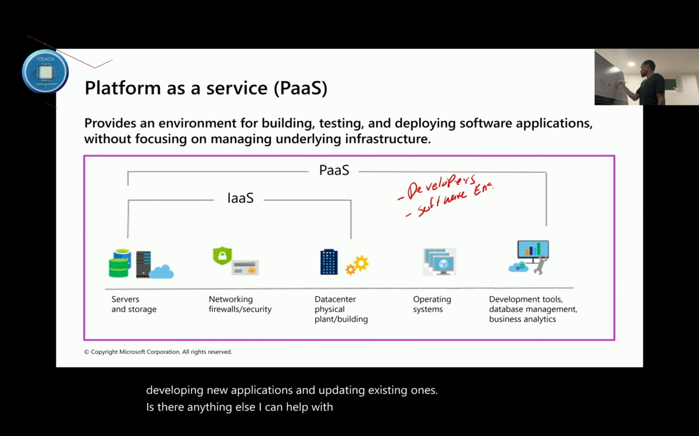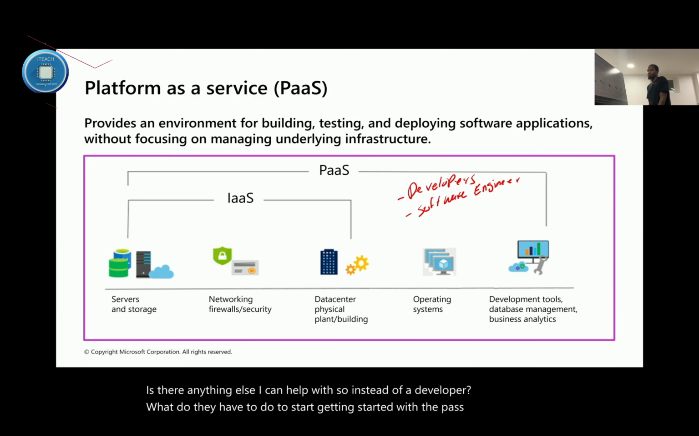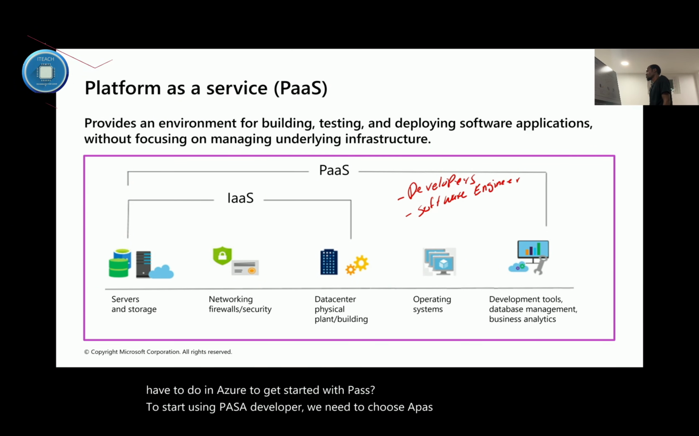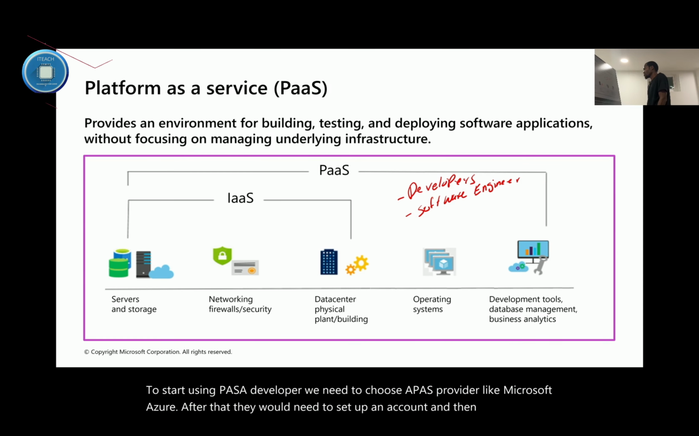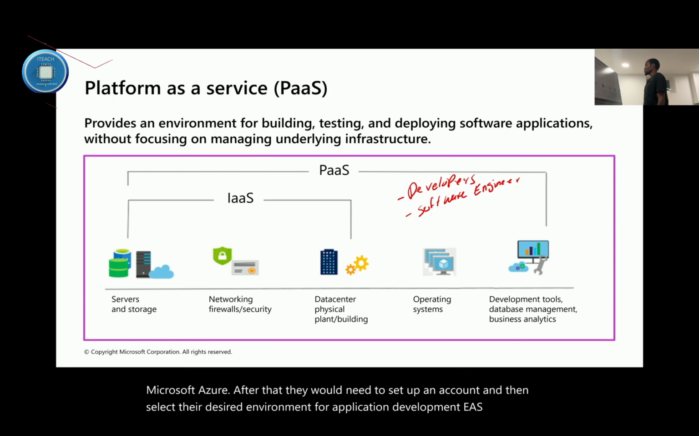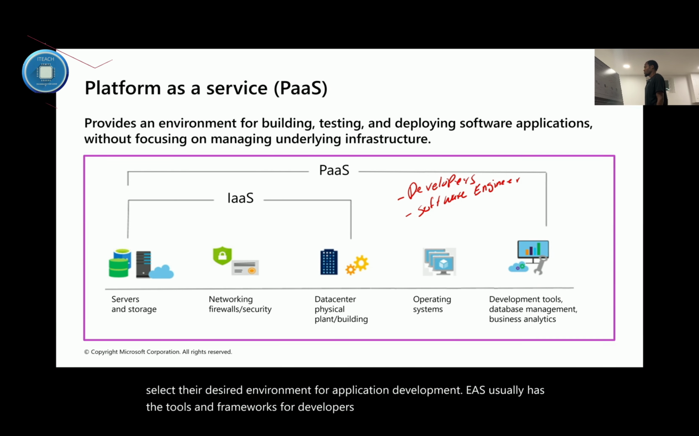Is there anything else I can help with? So, in the sense of a developer, what do they have to do to get started with a PaaS? What do they have to do in Azure to get started with PaaS? To start using PaaS, a developer would need to choose a PaaS provider like Microsoft Azure. After that, they would need to set up an account and then select their desired environment for application development. PaaS usually has the tools and frameworks for developers to start coding their application.